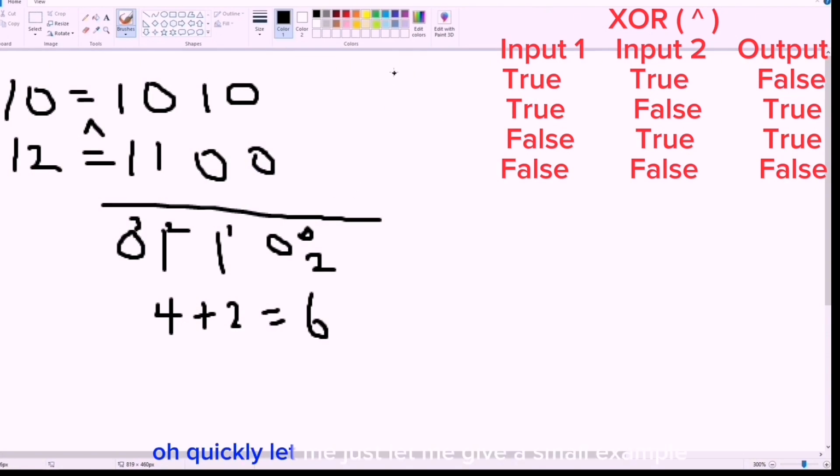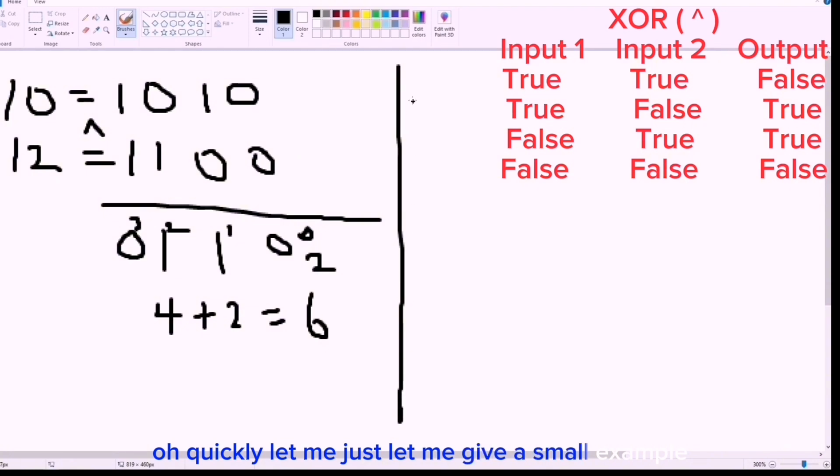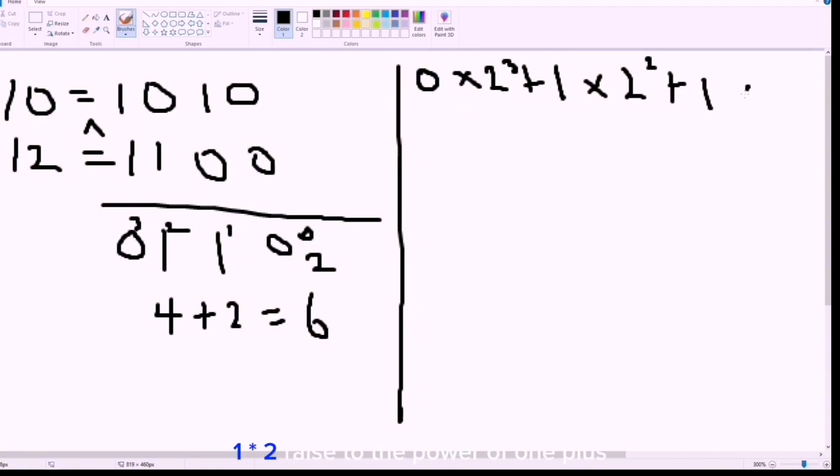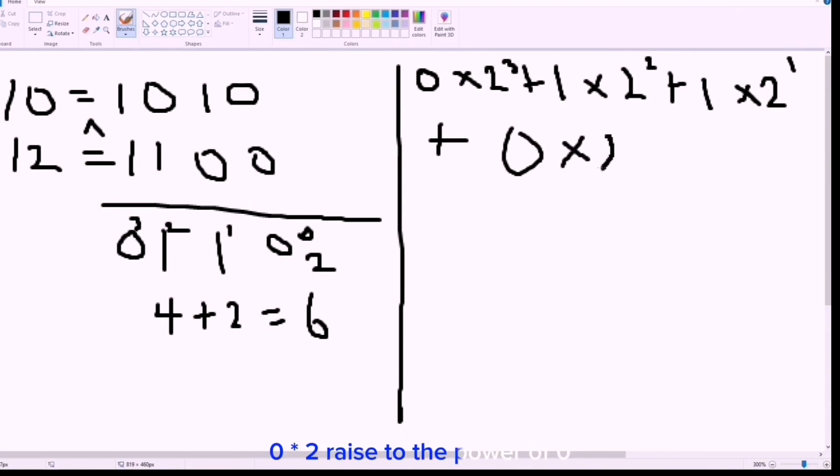Or quickly, let me give a small example. This is simply 0 times 2 raised to the power of 3, plus 1 times 2 raised to the power of 2, plus 1 times 2 raised to the power of 1, plus 0 times 2 raised to the power of 0. So automatically this is cancelled out and this is cancelled out because they are 0.